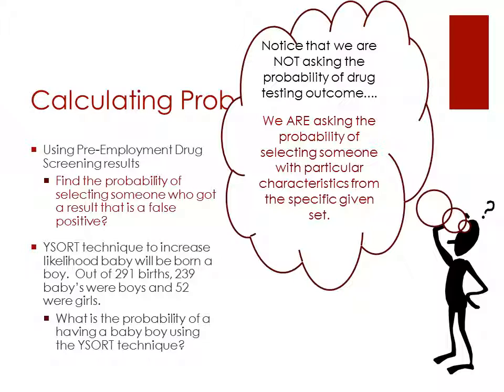Notice, in this particular problem, we are not asking the probability of the drug test outcome overall. We are asking about the probability of selecting someone with a particular characteristic from the specific given set. So this is a very important attention to language and selecting the proper formula for solving a problem.